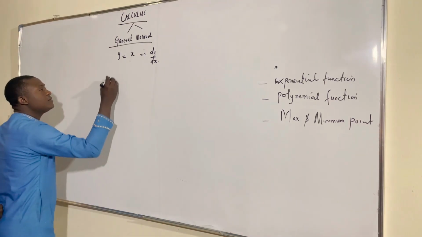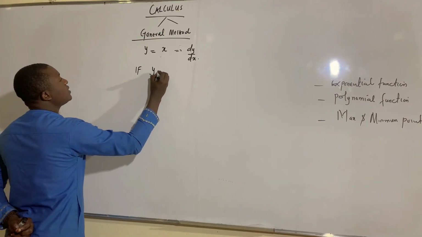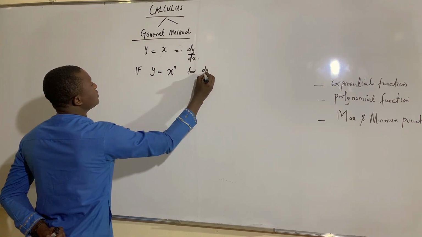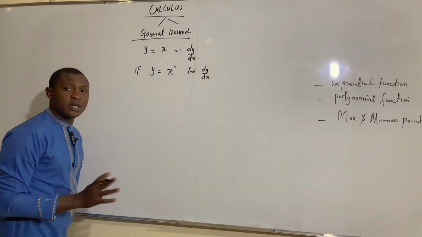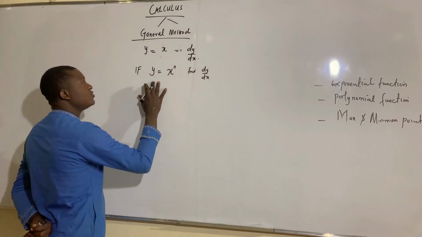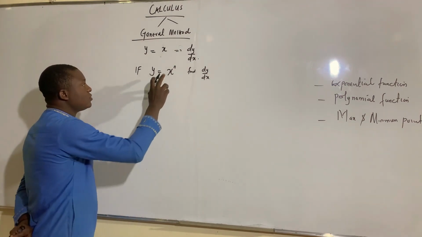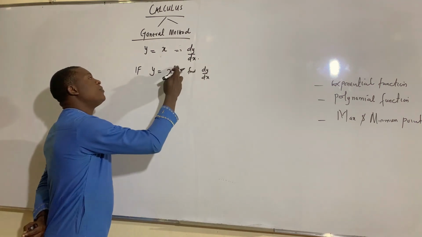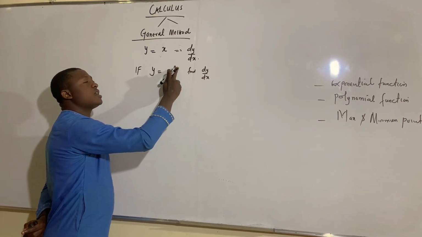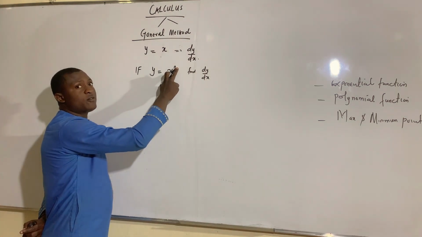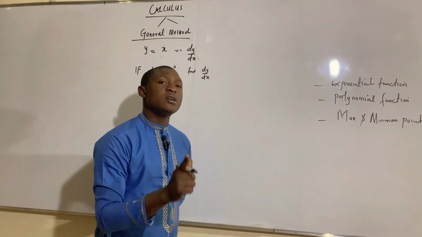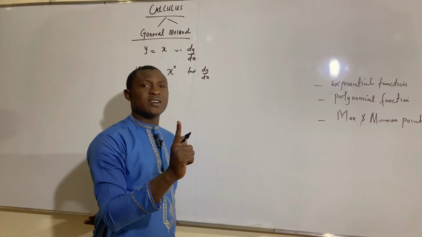For example, if y is equal to x raised to the power of n, let's assume I want to find dy/dx. If you get the concept of d, then you'll be able to know how to differentiate. The law is, whatever power we have, the power will come to the front. Then you just subtract 1 from the power. It cannot be 2, it cannot be 3. It's always 1.